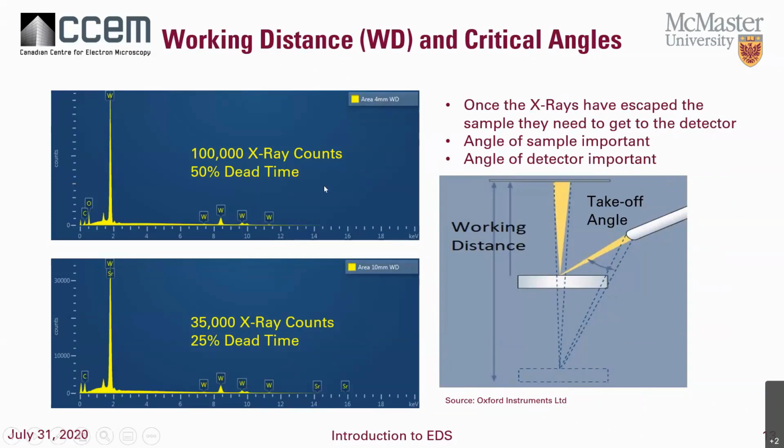So you can see here, this is at a working distance of 4 millimeters. We have 100,000 X-ray counts, whereas if we drop down to 10 millimeters, we have 35,000 X-ray counts. So that's the number of X-rays counted. In this particular detector arrangement, 4 millimeters is the working distance that's been set for the system. You will find on a lot of other systems it is actually 10 millimeters. Now, it's still getting a lot of X-rays, but that angle may not be optimum for doing quantitative work.